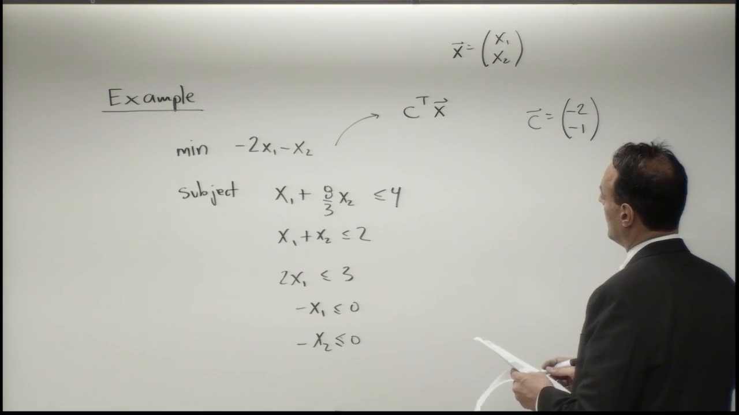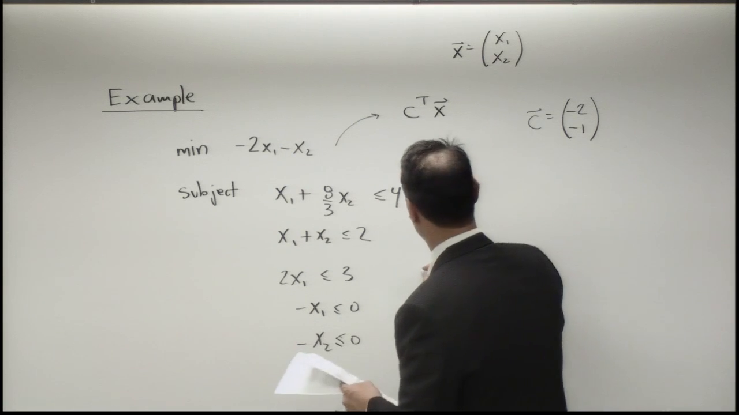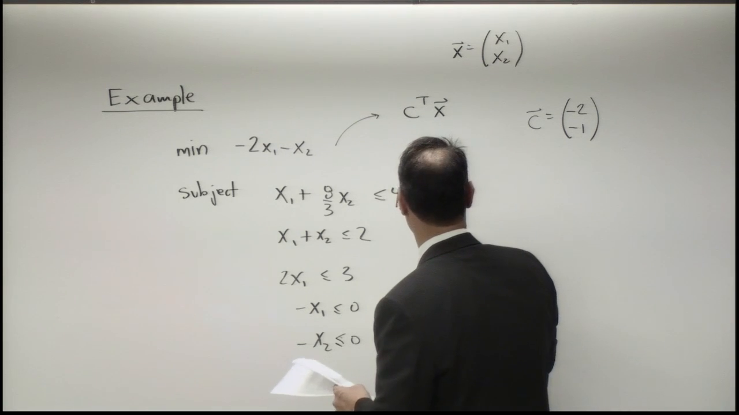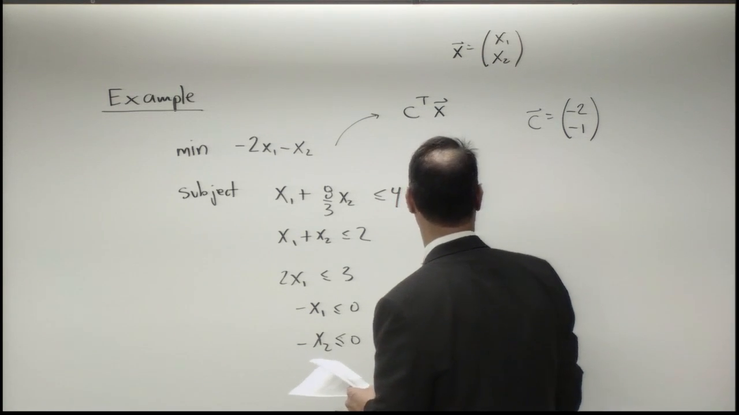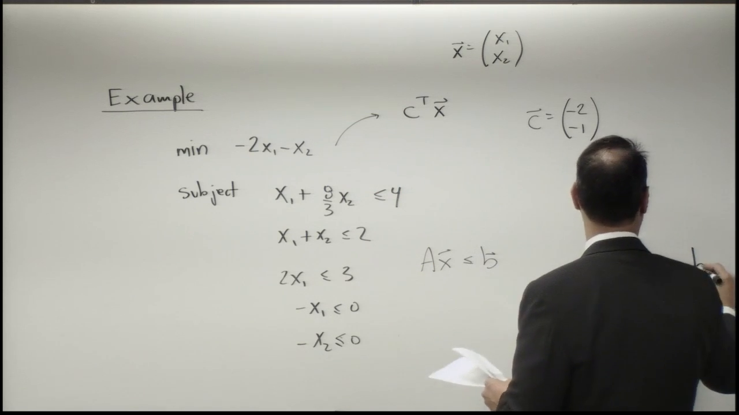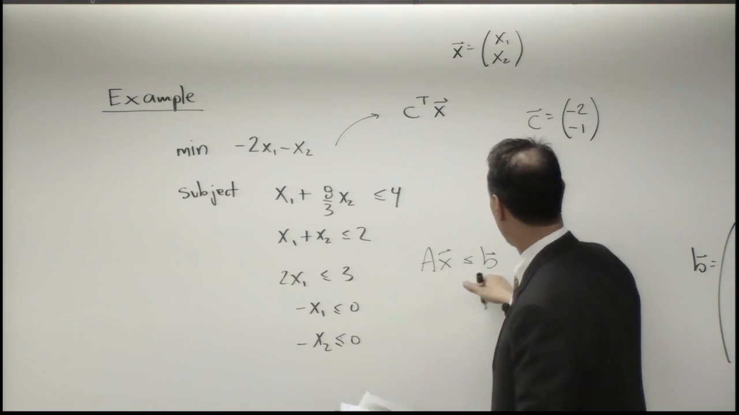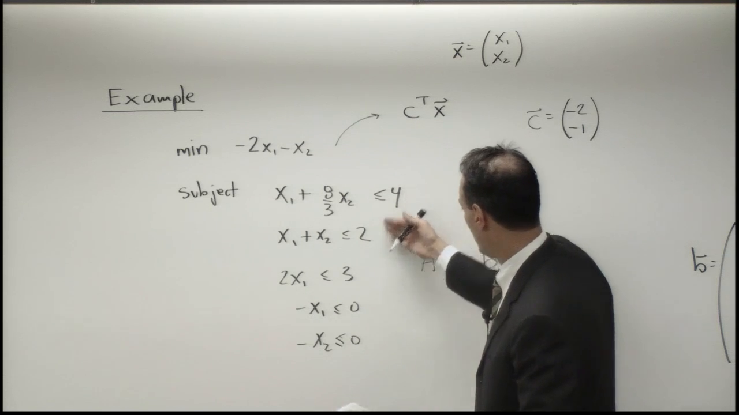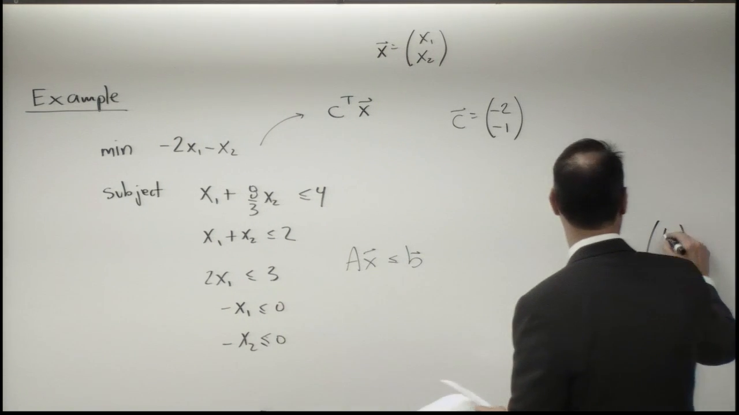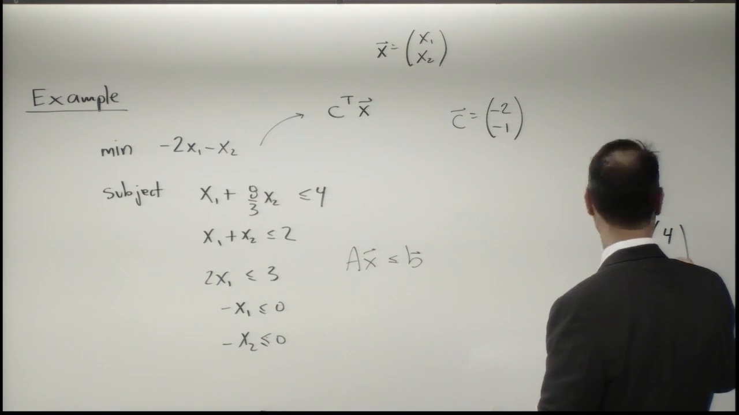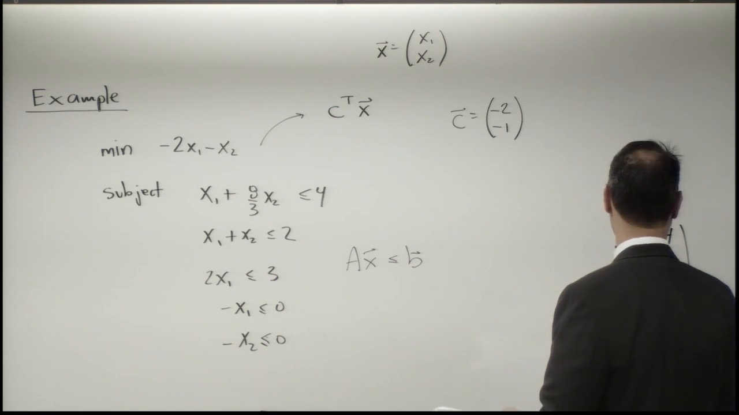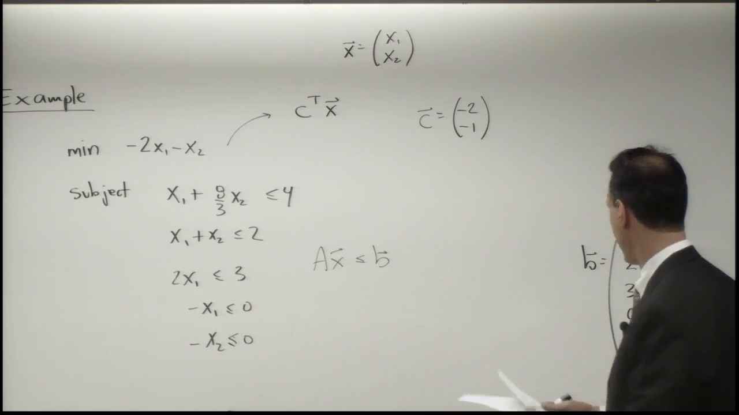All right. Well, what about here? This is Ax less than b. Well, the vector b is actually pretty easy to get, right? If you look at this here, this is less than b. Well, here's the right-hand side. The first constraint is less than 4. It's less than 2. It's less than 3. It's less than 0. It's less than 0. Right?